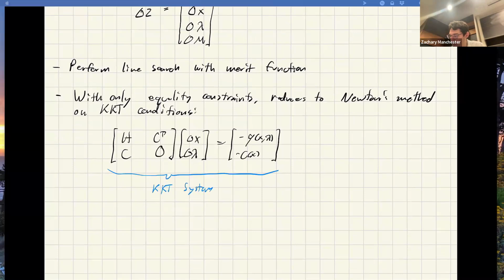Okay, so as I've been saying out loud, you want to think about this really as just a generalization of Newton's method to handle inequality constraints.